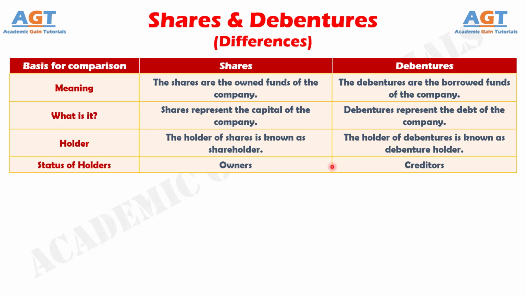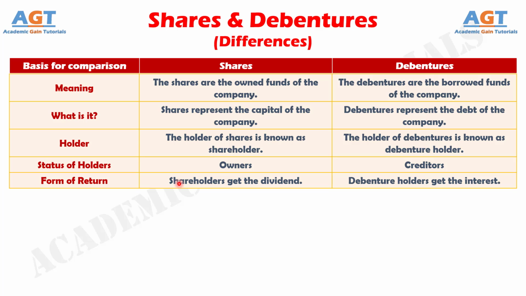Number 4. The status of shareholders is that of owners, whereas the status of the holder of debentures is that of creditors. Number 5. The income earned on shares is the dividend, whereas the income earned on debentures is interest.